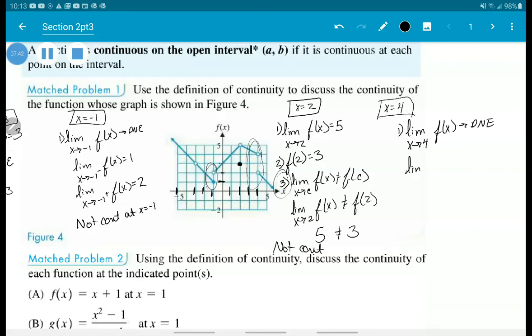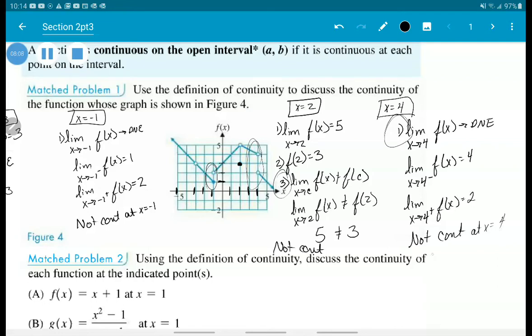The left-hand limit, if we were to look at it, is equal to 4, but that right-hand limit is equal to 2. So we would say this is not continuous, and the reason that it's not continuous is because that limit right off the bat doesn't exist.